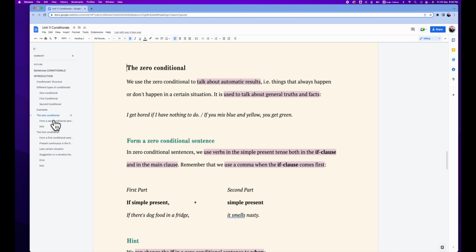Let's take a look into details on how to arrange it. The first is the zero conditional. We use the zero conditional to talk about automatic results. We use it to talk about general truths and facts.